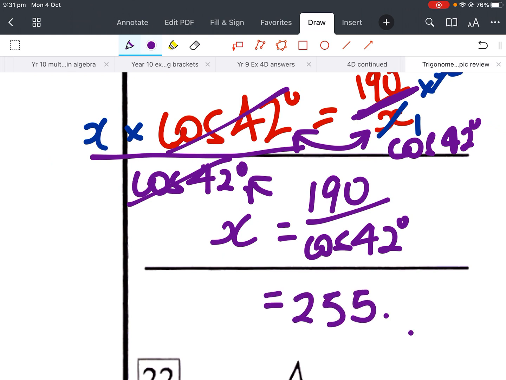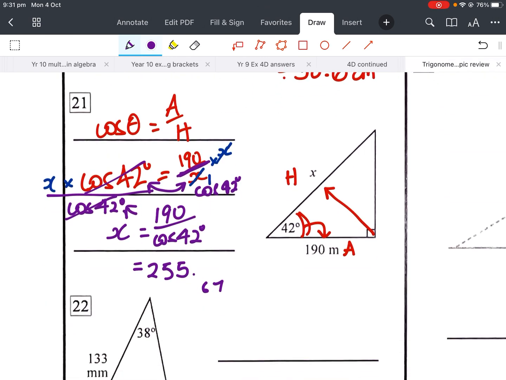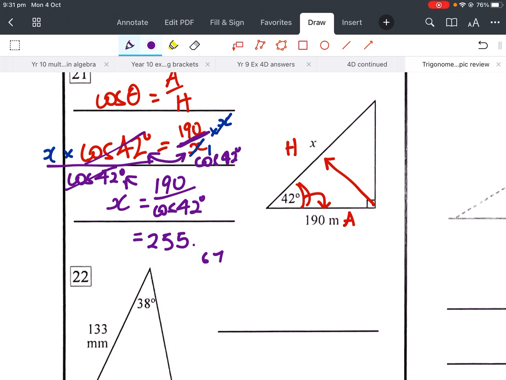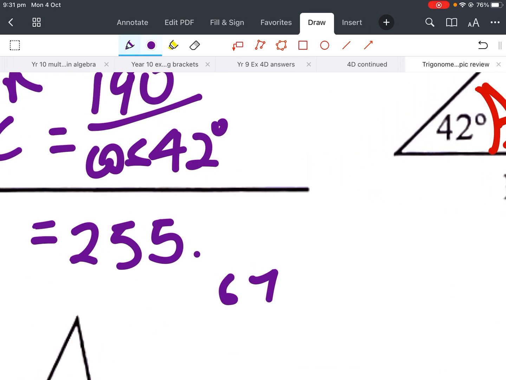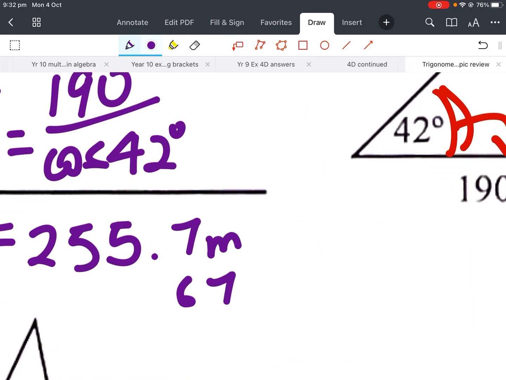255.67. Now, because it's 0.67 and we're rounding to one decimal place, aren't we? Yes, we are, according to the question. So that becomes 7, rounds the 6 up to a 7 as well. Okay, it's in meters, so my answer is in meters.